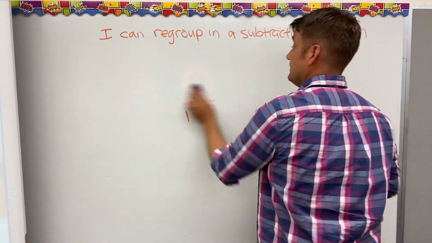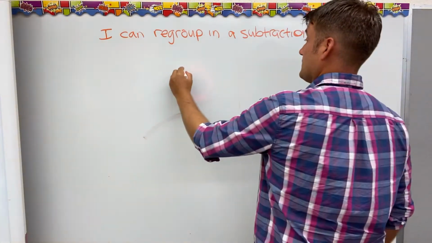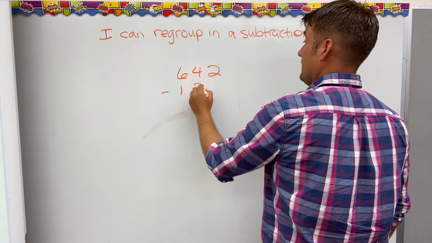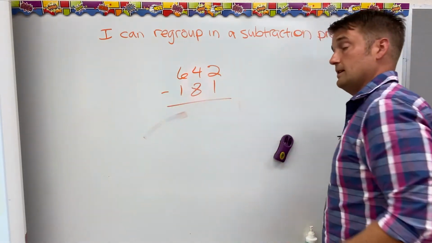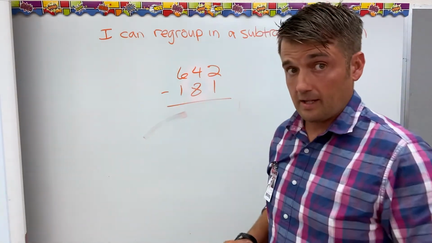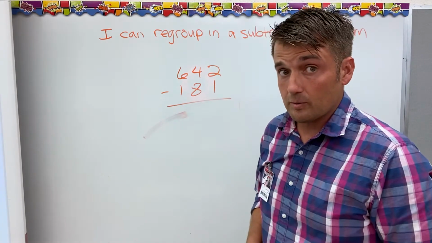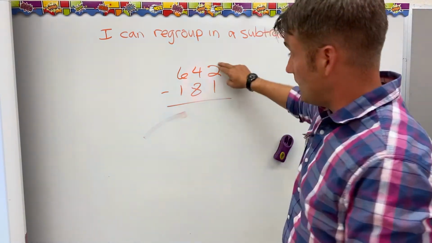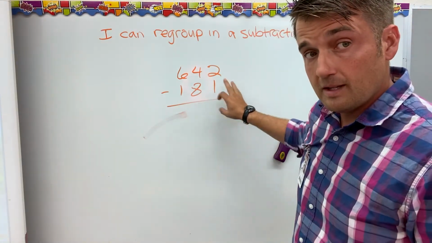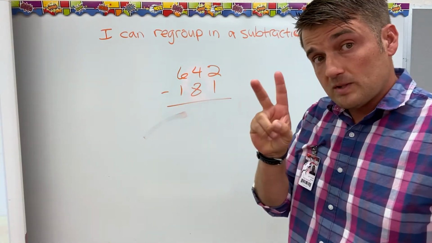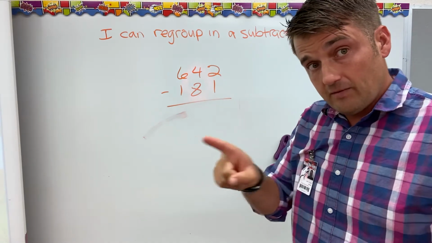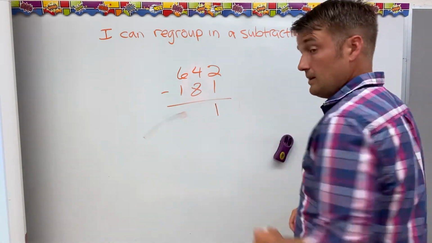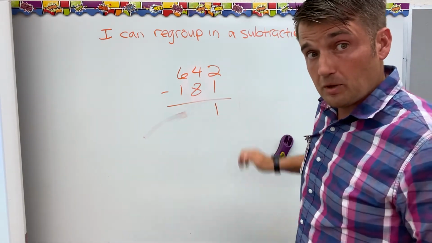Let's do another. So here we go, 642 minus 181. Okay, so here we go. This is what's kind of tricky about subtraction with regrouping. You don't always have to do it. So in the ones column, we have 2 minus 1. If I have 2 and somebody wants 1, I have enough to give them, right? 2 minus 1 is 1. I can do that. I didn't have to regroup because it's not a bigger bottom.